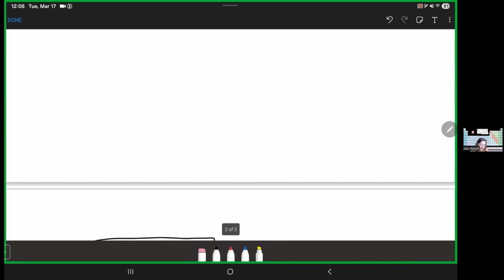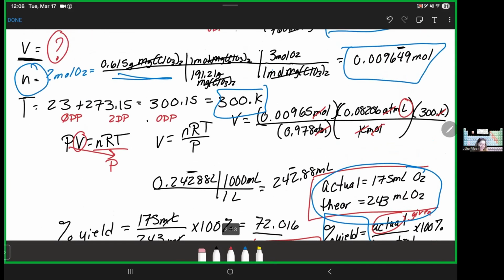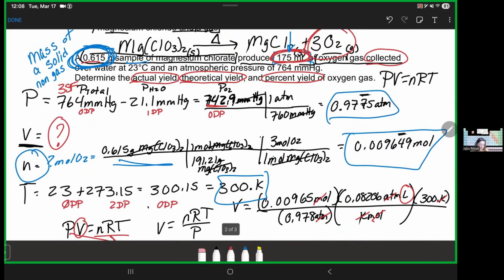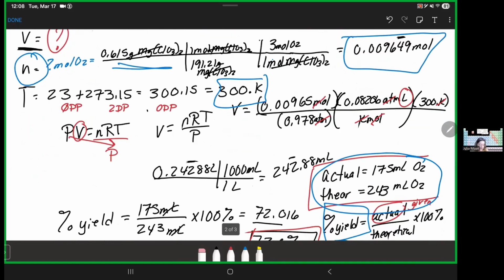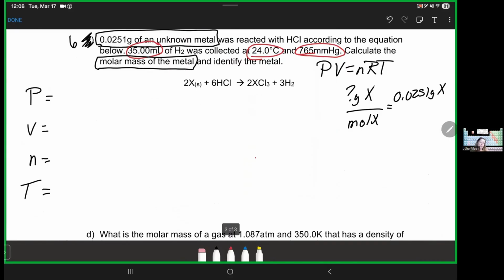Up here, they were not asking for the molar mass of the metal, so the metal was used to get to our moles. But as I always say, if you don't know what to do with the gas law, just start putting your information in and see what you need to solve for. So I have 765 millimeters of mercury. I was not collected over water, so I don't need to subtract water. I'm just going to convert that into ATM.